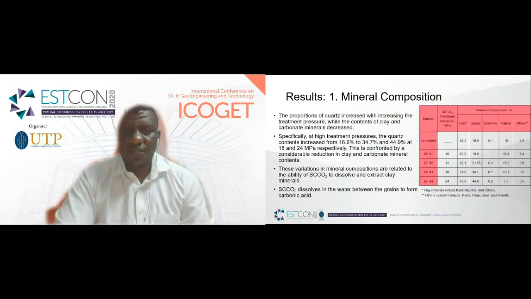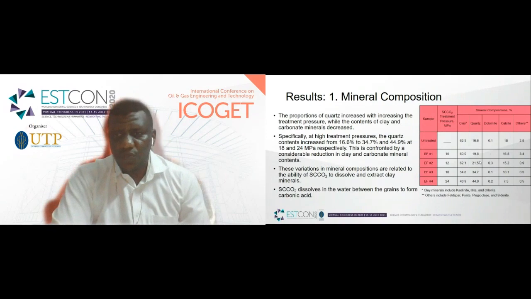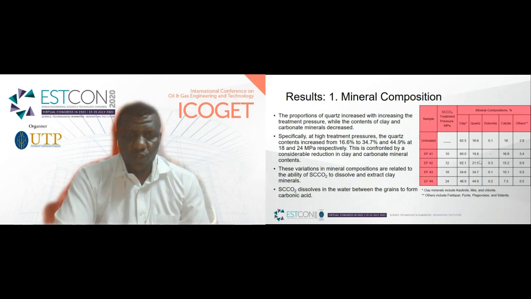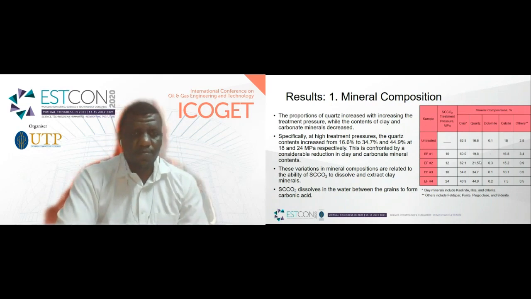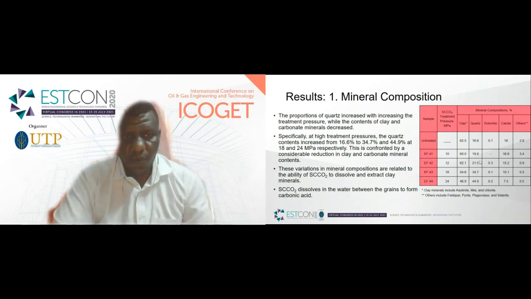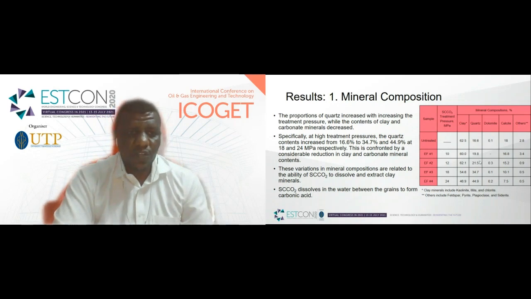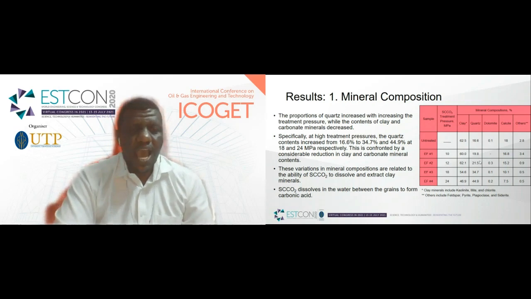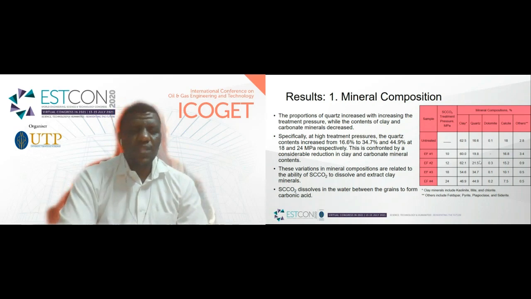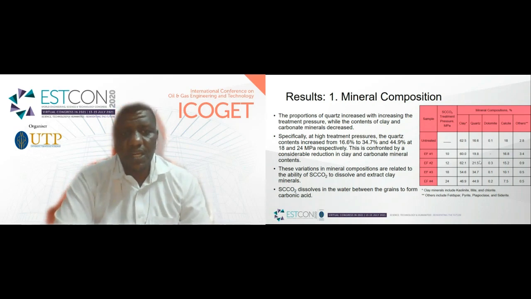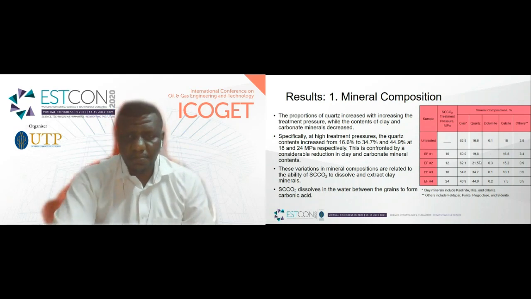Moving to the results part. The first thing is the mineral composition. The table on the right shows the mineral composition of the samples before and after different CO2 treatment pressures. We can see that the proportion of quartz generally increases with increasing treatment pressure, while the content of clays and carbonate minerals decreases. Specifically, at high treatment pressures, the quartz content increased from 16.6% to 44.9% when the pressure increased to 24 megapascal, and this is accompanied by a considerable reduction in the clay and carbonate minerals. These variations in mineral composition are related to the ability of CO2 to dissolve and extract clay minerals as a result of forming carbonic acid.